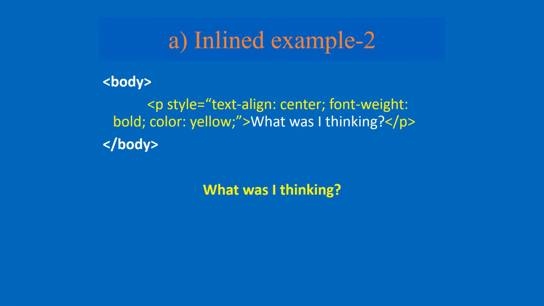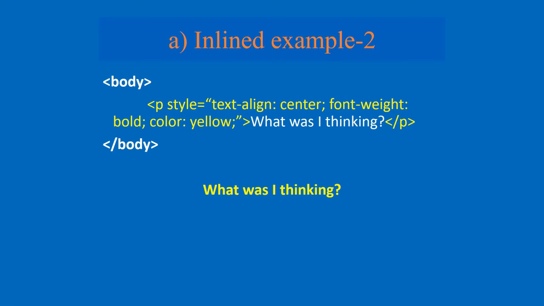So text-align is one property. With the help of this property you can display the content in the center of the page. Then colon, that is the syntax. After the property we have to give the colon, then value, then semicolon. Property colon value semicolon. So text-align is the property, colon, then value, center.